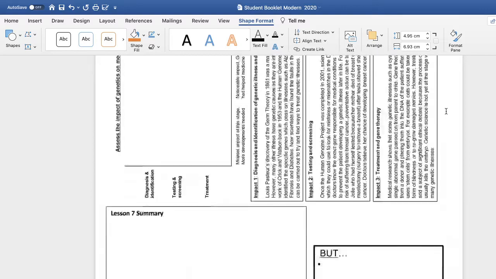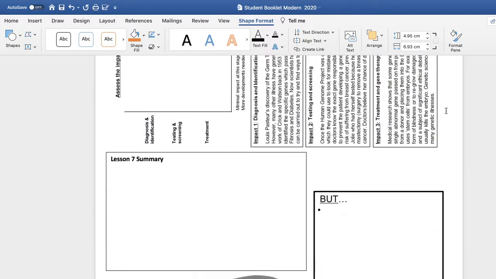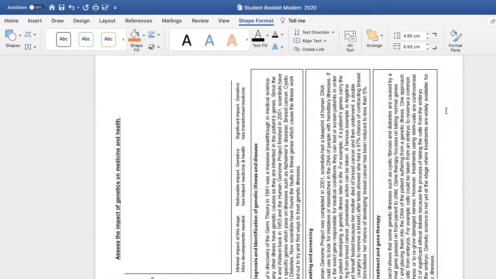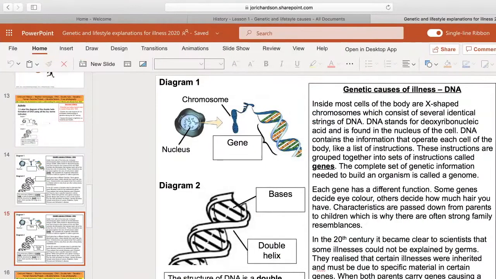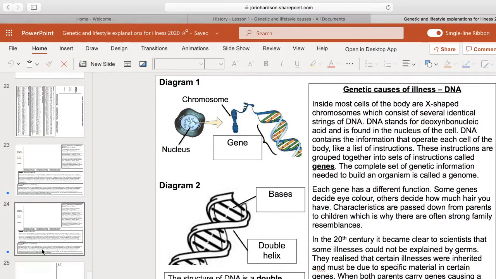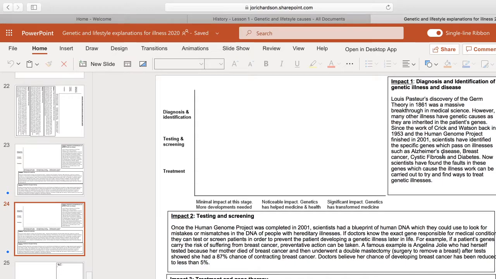Once you have finished that, we are coming to the end of the lesson. Essentially what you have to do is read through the 3 impacts of genetics. Number 1 being the diagnosis and identification of genetics and diseases.